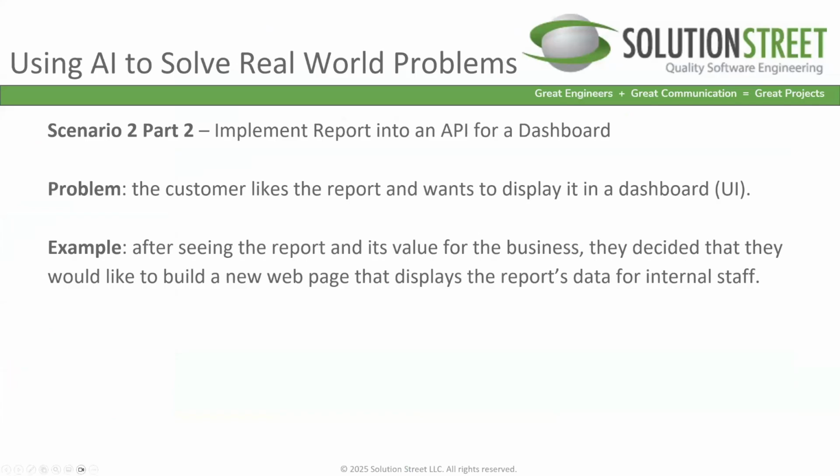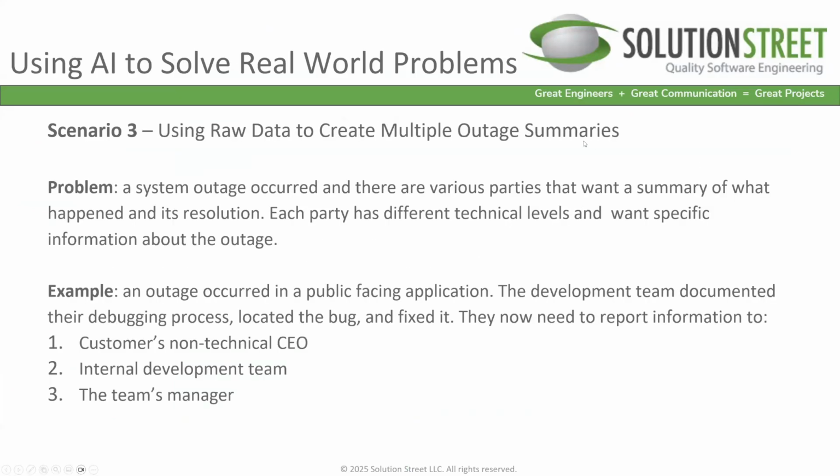All right. The next scenario I call the raw data scenario. This one's actually been very useful for myself personally, and I think it could be very useful for a lot of people. The problem in this scenario is an imaginary system outage that occurred, and there are various parties that want a summary of what happened and its resolution. Each party has a different technical level and wants specific information about the outage.